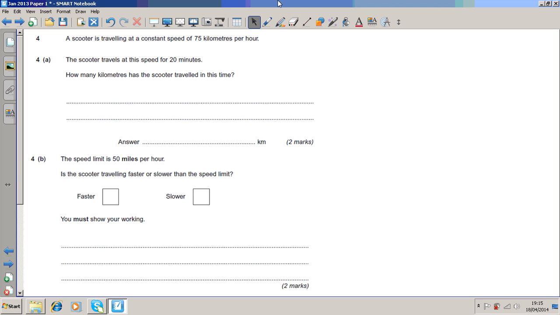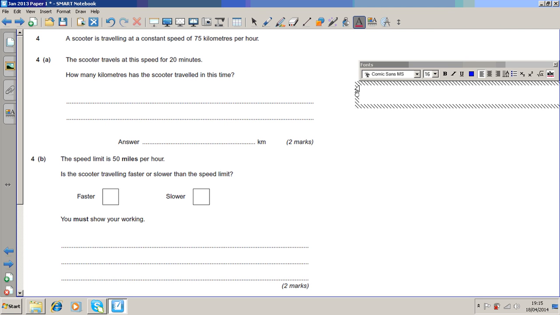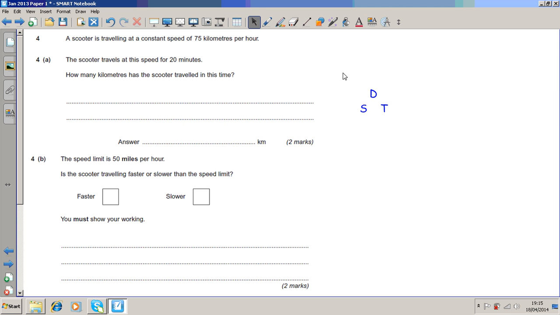Number 4, a scooter is travelling at a constant speed of 75 kilometres an hour. The scooter travels at this speed for 20 minutes. How many kilometres has the scooter travelled in this time? Okay, so speed equals distance divided by time. And we're working out distance, so I cover that up, then I've got speed times by time. So I'm going to times the speed by the time.